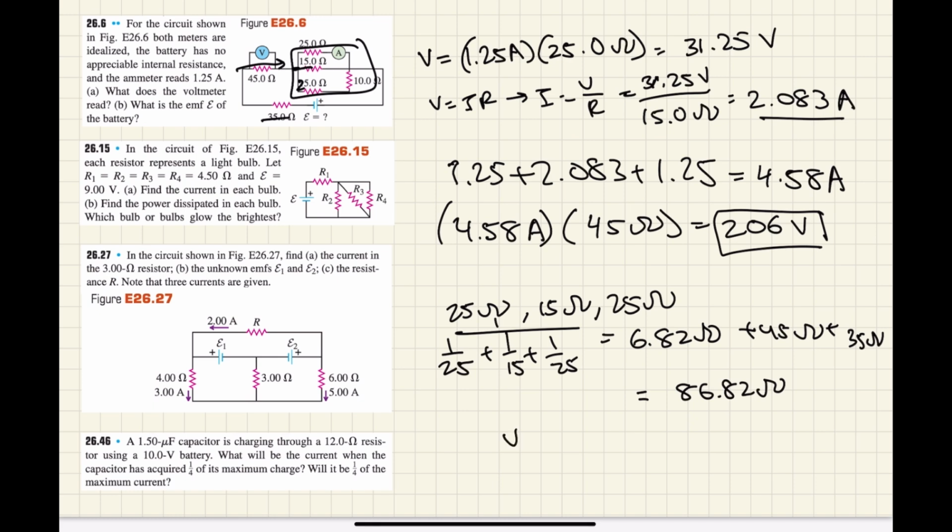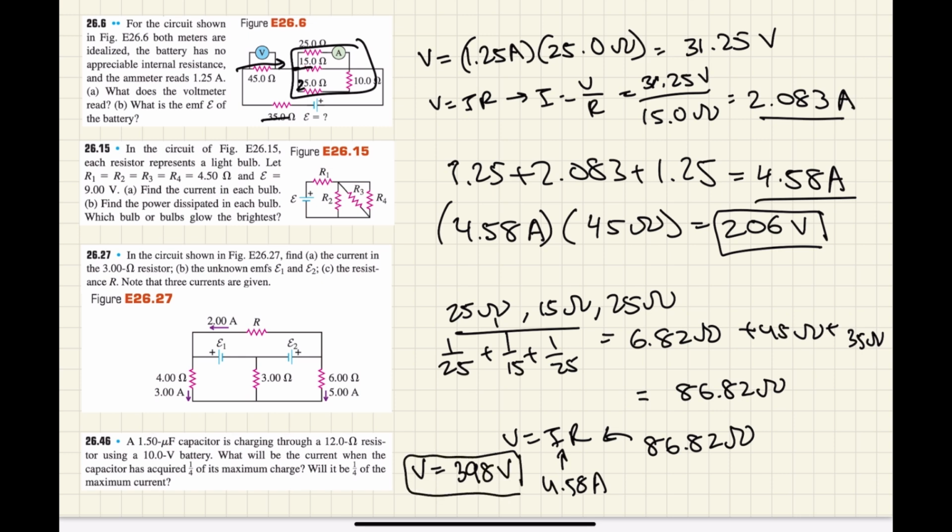Now we know that V equals IR. The total current we said was 4.58 amps. And the total resistance was 86.82 ohms. And so you multiply those together, and you're going to get a total voltage or EMF of 398 volts. So that's our answer. Not too bad.